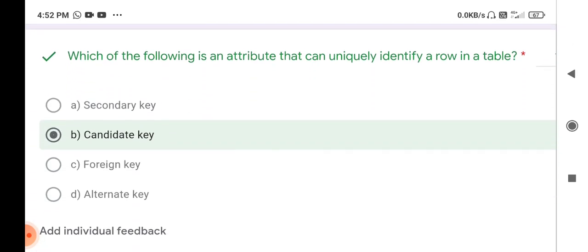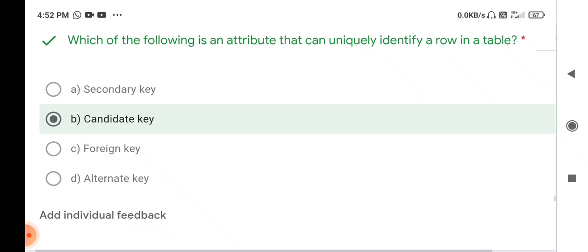Next question is, which of the following is an attribute that can uniquely identify a row in a table? To uniquely identify a row in a table, you should use a candidate key. Remember this: a candidate key can uniquely identify a row in a table.